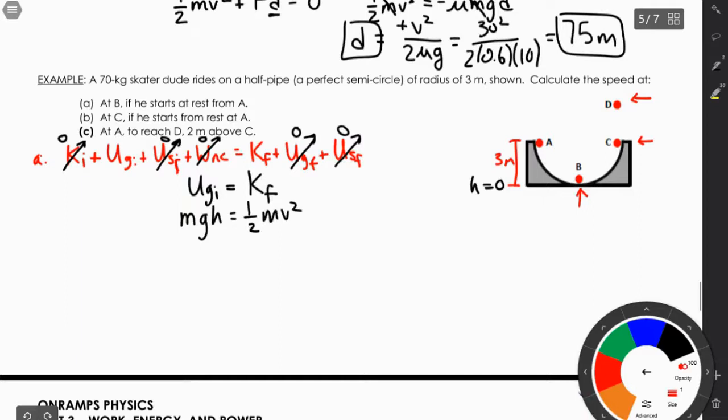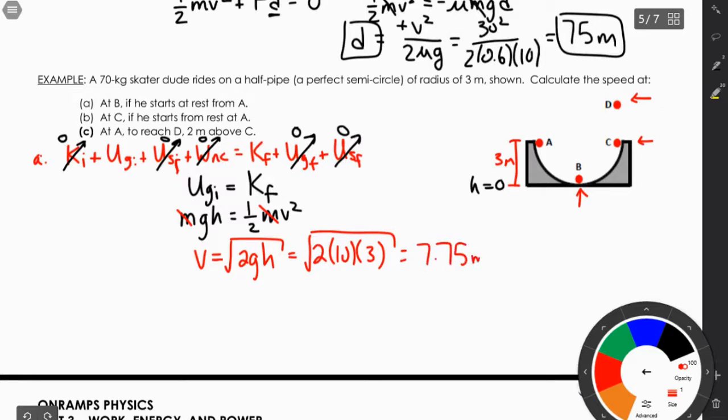Again, do you really need to know what the mass is? No, because it just cancels out. And so you're going to find that the speed is going to be the square root of 2GH. So you get the square root of 2 times 10 times 3. And at point B, the skater is moving at 7.75 meters per second. Okay? All right. B and C, you can do more conceptually.